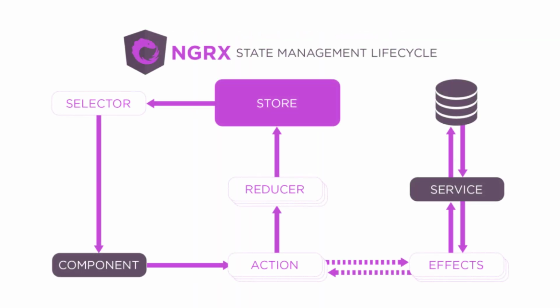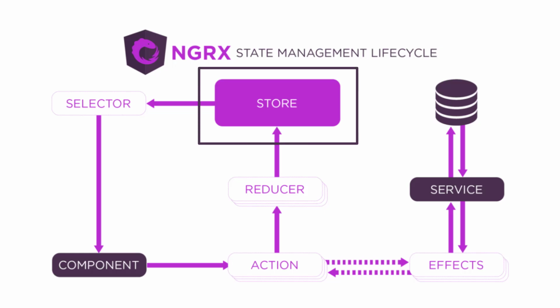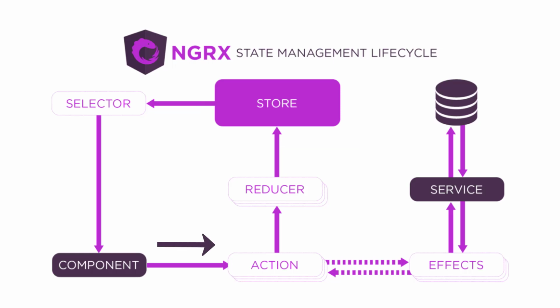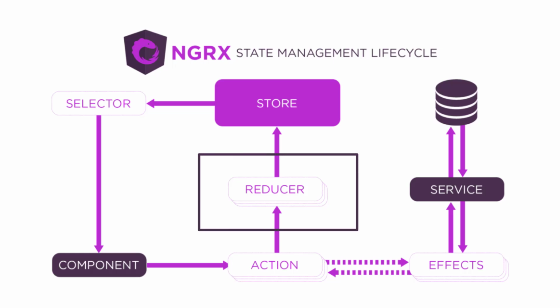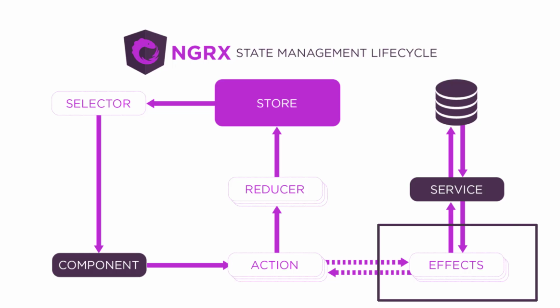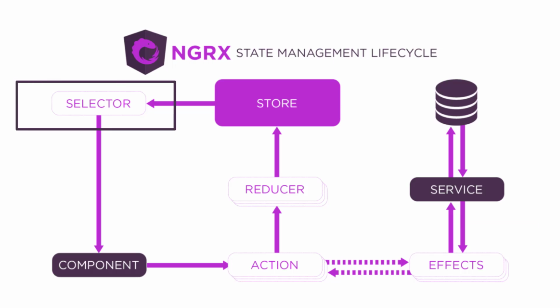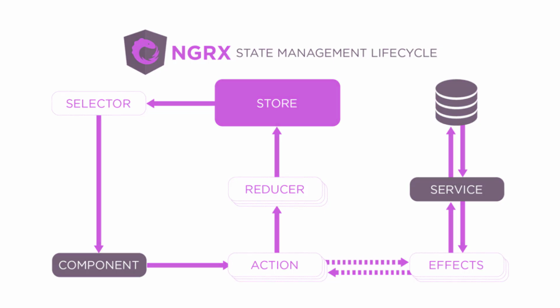Let me show you the NgRx state management lifecycle. In NgRx, the application state is stored in a central store. Components can dispatch actions to update the state, and the state changes are handled by pure functions called reducers. Additionally, NgRx offers the ability to use side effects through effects, which allow for asynchronous operations such as making API calls. And selectors are functions that extract specific pieces of state from the overall application state. They provide a convenient way to retrieve and transform the state for use in different components of your application.